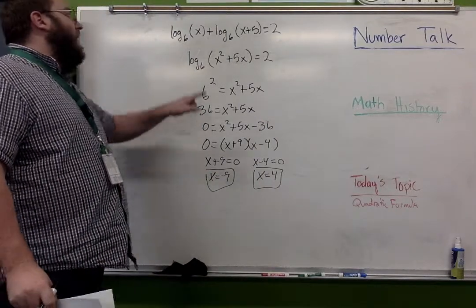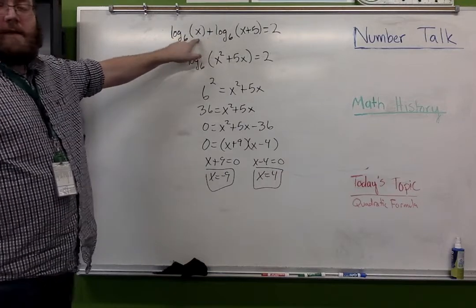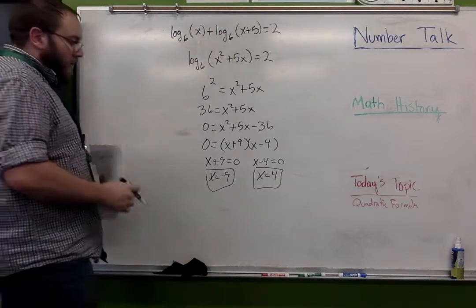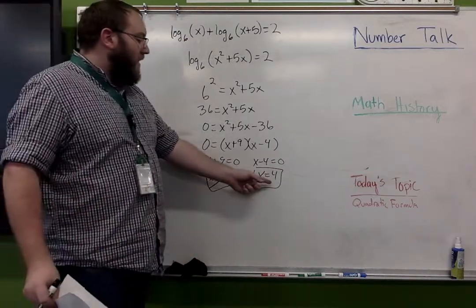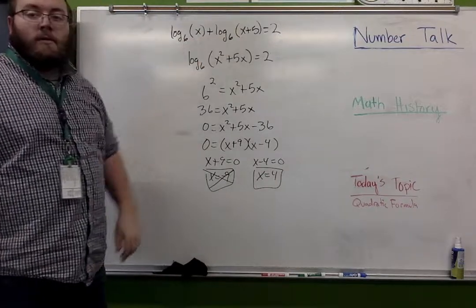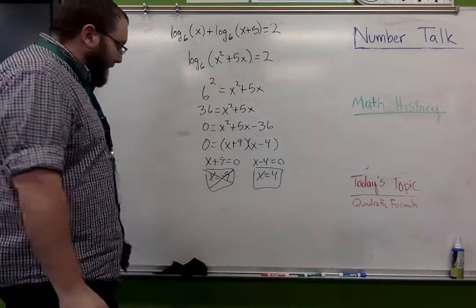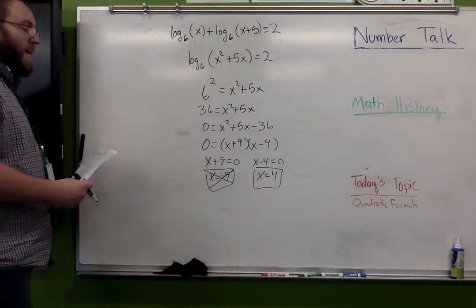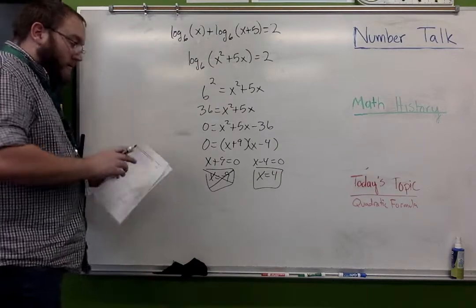Plug in negative 9. Ooh, if I plug in negative 9 here, I'm taking the log of a negative number, which I can't do. So that's an extraneous solution. Here, if I plug in 4, I'm good there. And I'm good there, right? I'm not taking the log of a negative or 0. So I'm good there. So 4 is your answer. Negative 9 is an extraneous solution. It's not a solution. Okay.